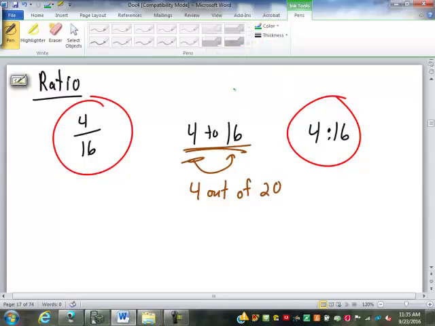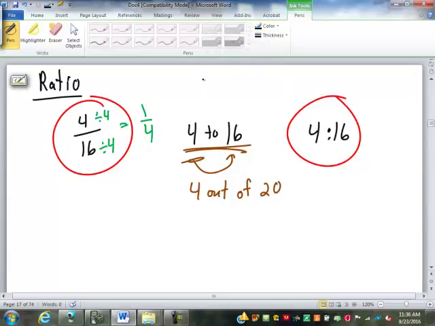So in the fraction form and in the colon form as well, I can reduce this just like I would a fraction. 4 and 16 both divide by 4. So instead of saying 4 to 16, I can say that there's a 1 to 4 relationship. For every 1 student in Rice Lake, there are 4 students on the network.